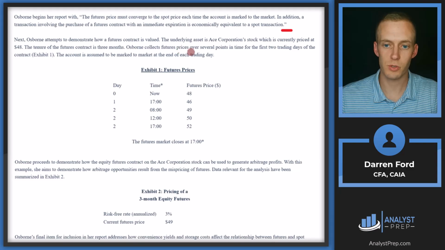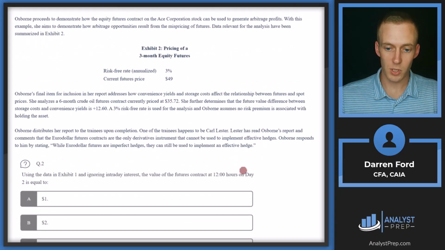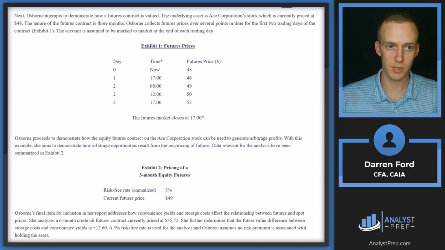Osborne collects futures prices over several points in time over the first 2 trading days of the contract, which is Exhibit 1. The account is assumed to be marked to market at the end of each trading day. So day 0, currently that's the futures price. Then day 1, at 1700, that's the futures price. And then we're looking at day 2. So what we want to know is, the value of the futures contract at 1200 hours on day 2 is equal to. So essentially, what is this mark to market, and what's the value at? So at 1200 hours or noon, we're at $50.